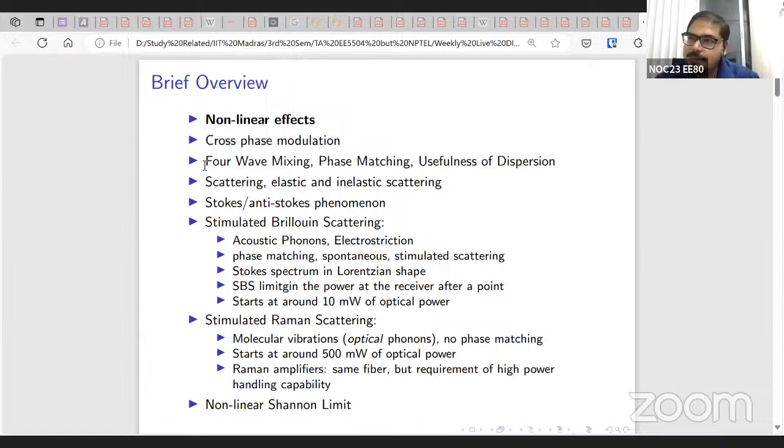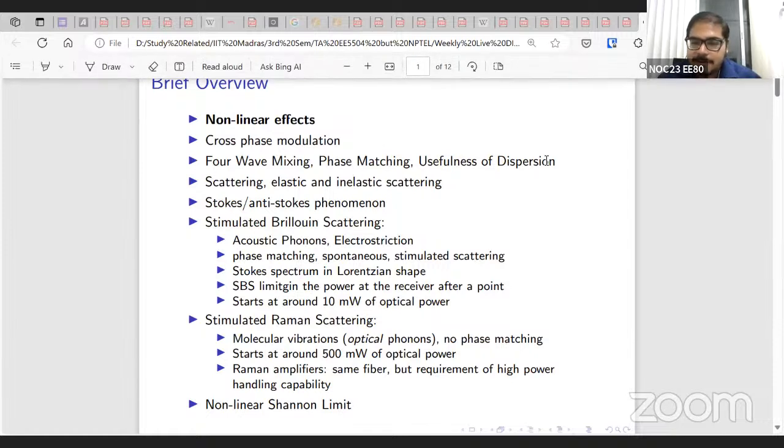We did not go too much in depth about four-wave mixing, but that can be a useful application in some emerging applications. Then this is the first place we talked about phase matching also. How phase matching will ensure that nonlinear effects are more prominent, and how in a communication link the dispersion is acting against phase matching. So due to dispersion, the effect of four-wave mixing will be lowered.